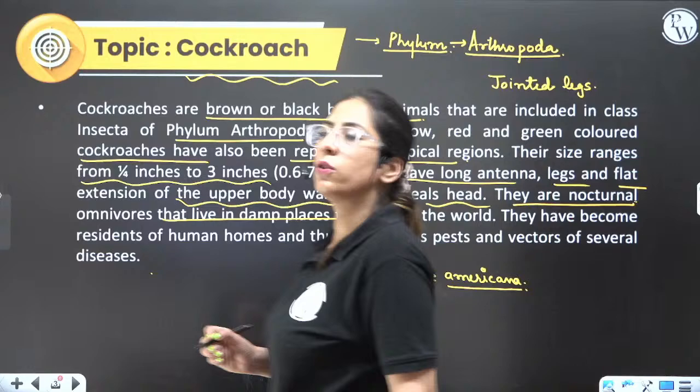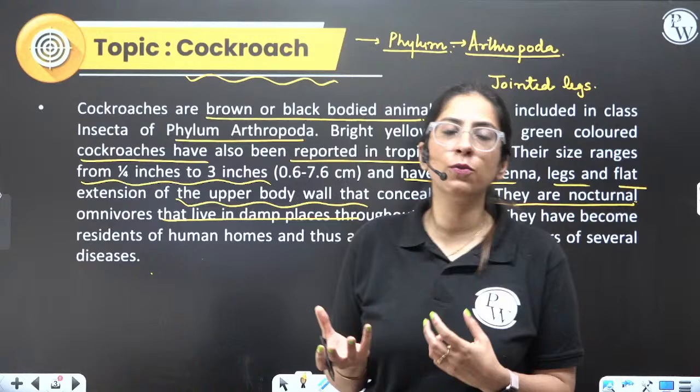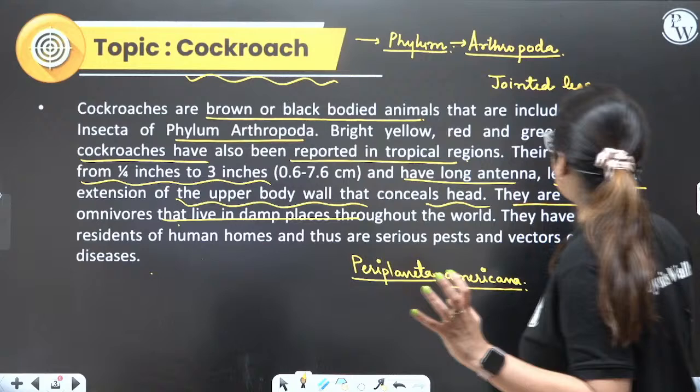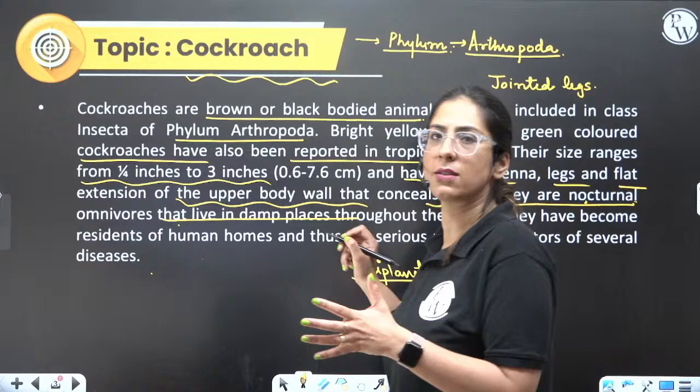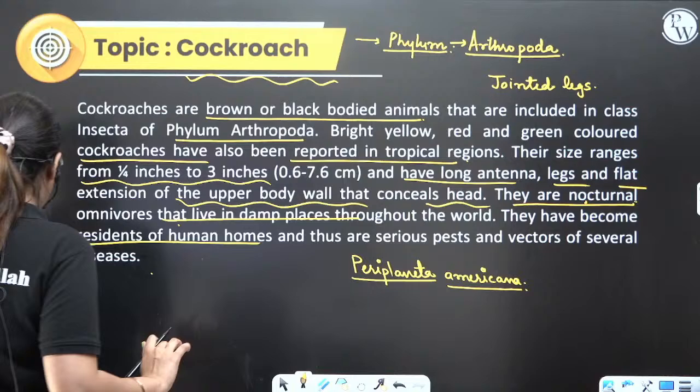These are omnivorous. They're not like you being choosy, sometimes liking this food, sometimes that food. They can eat anything. Nocturnal means they are active at night. At night time, when you look for food in the kitchen, cockroaches are also in the kitchen looking for food, because organic substances and food waste are there, so they normally feed on that. They are residents of human homes and serious pests, and so on.